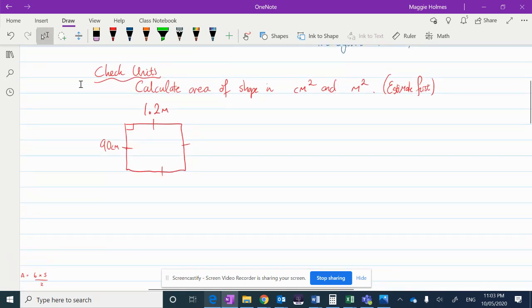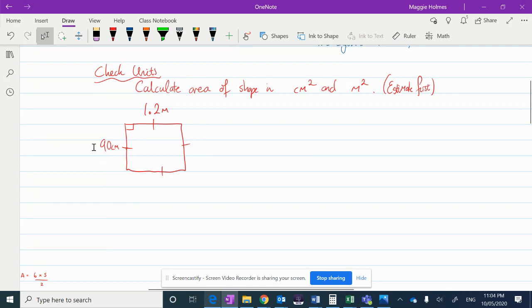Okay. Next thing, check your units when you're doing your calculations. In order to calculate areas, all of your lengths must be in the same units. Always do that check. Sometimes it'll be obvious like this. You go, really, is that 1.2 and that's 90? That doesn't sound reasonable. So you check, like, oh, okay, this one's meters and that one's centimeters. All right. This is asking you to calculate the area of the shape in centimeters squared and in meters squared. And we're going to do an estimate first.